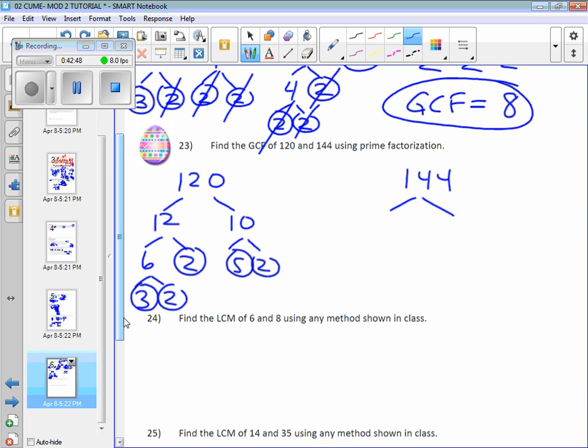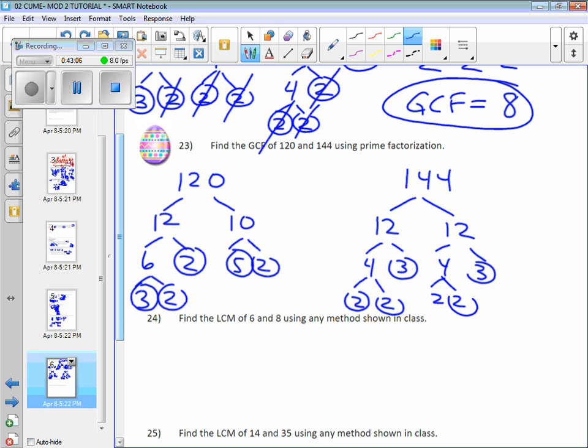144 happens to be 12 times 12. 12 breaks down to 4 and 3. Our 3s are prime, our 4s are not. All right, everything's broken down to prime factors. Look for common prime factors.